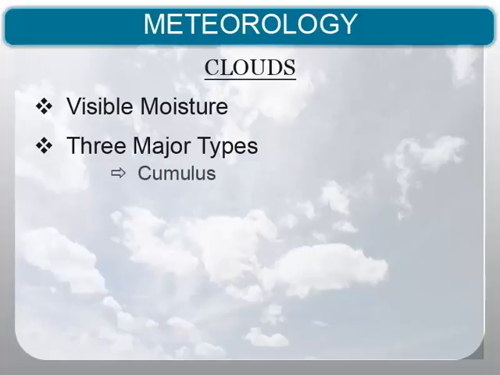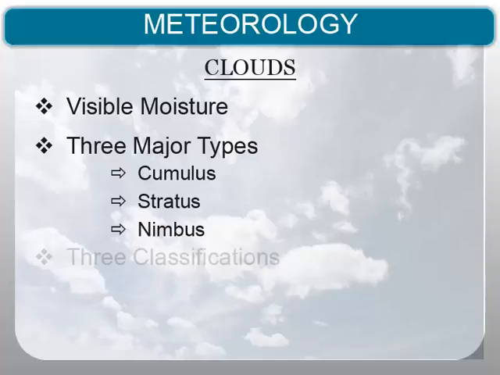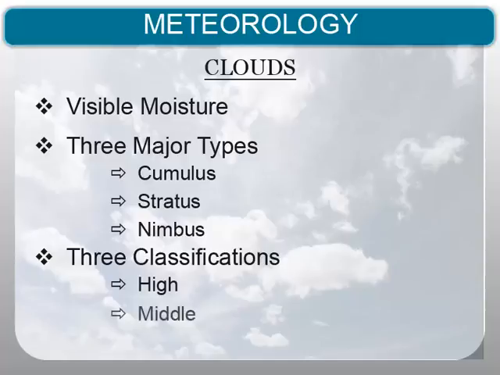These are cumulus, which have a heaped or piled look to them, stratus, which forms in sheet-like layers, and nimbus, which are rain-bearing clouds. Furthermore, clouds are classified based on their atmospheric height above ground level, or AGL. These three classifications are high, middle, and low.